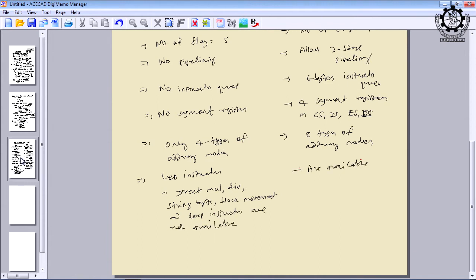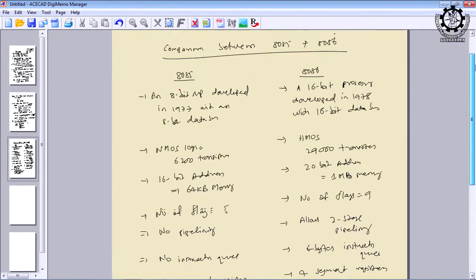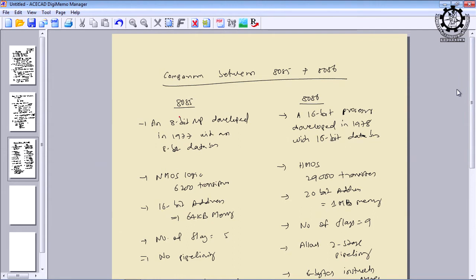Okay. So, before going to 8086, what are the common differences between 8085 and 8086? The first difference is that 8085 is an 8-bit microprocessor. Why is it an 8-bit microprocessor? Because the ALU can process 8 bits at a time. But 8086 is a 16-bit microprocessor developed in 1978 with a 16-bit data bus. In 8086 there is a 20-bit address bus and a 16-bit data bus.